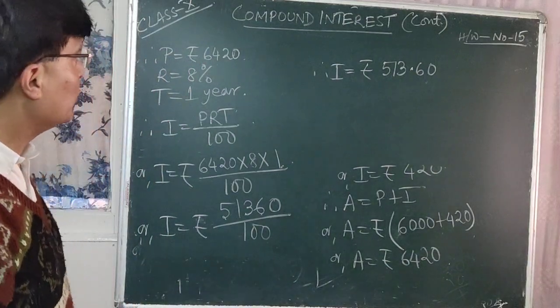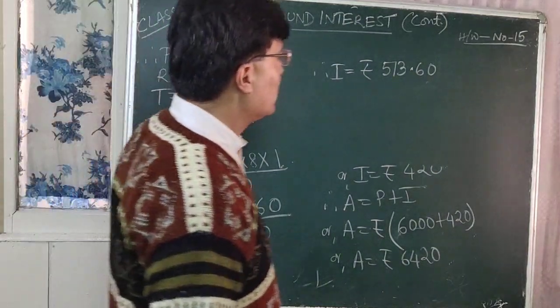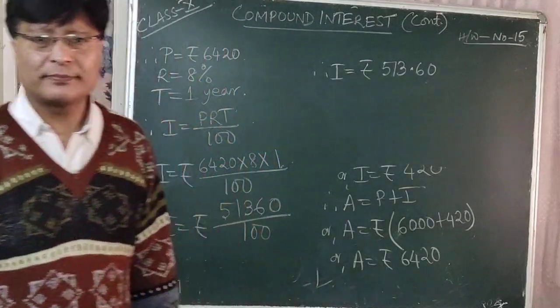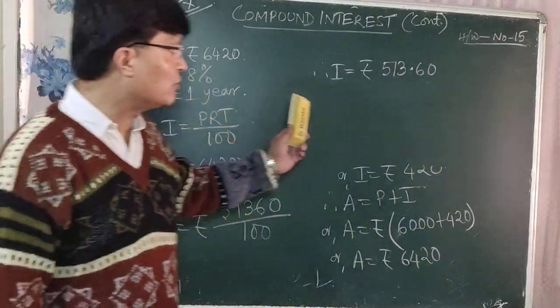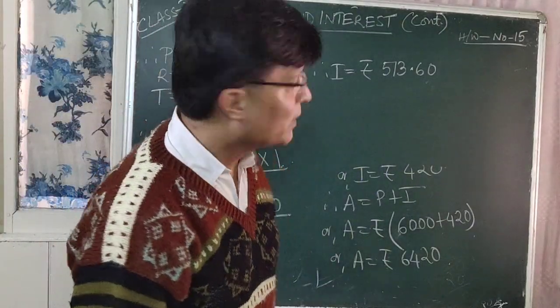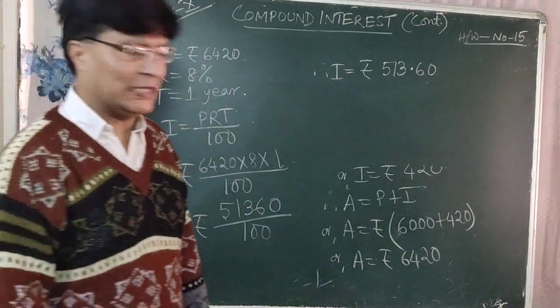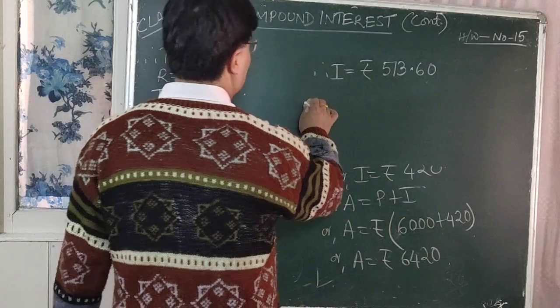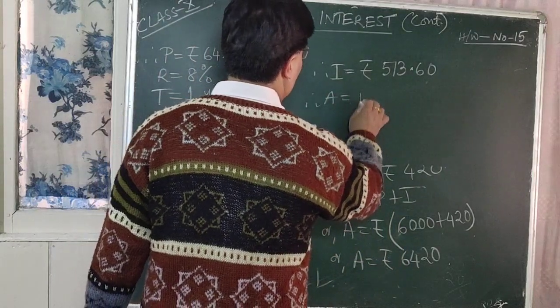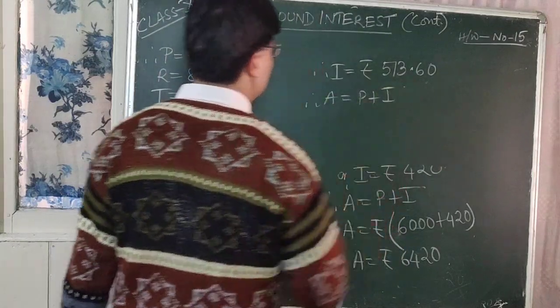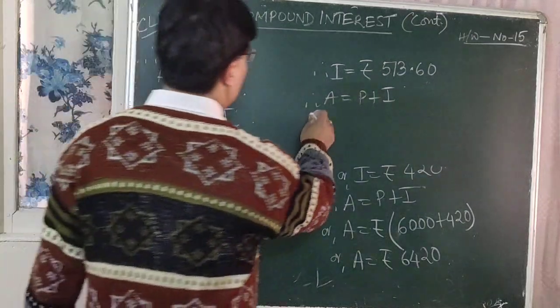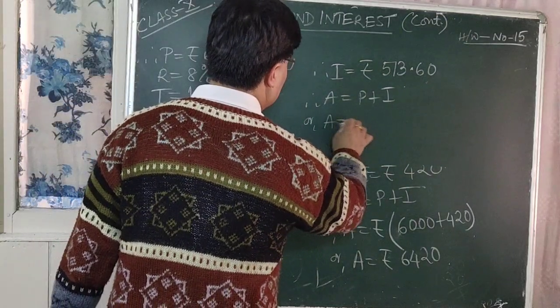So next, what will you do? You have to find out the amount again. So how can you get the amount? Amount is equal to principal plus interest. So therefore, A is equal to P plus I. Right? So A is equal to rupees.